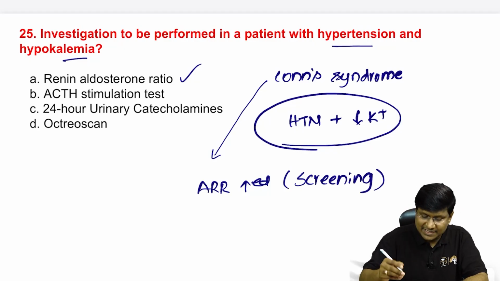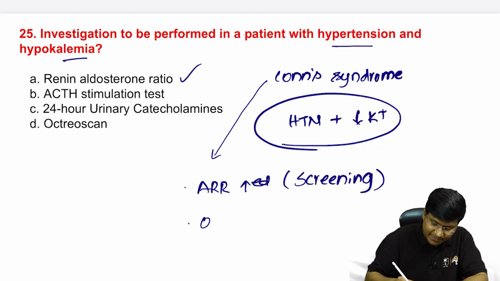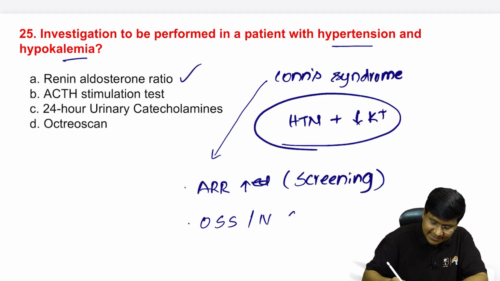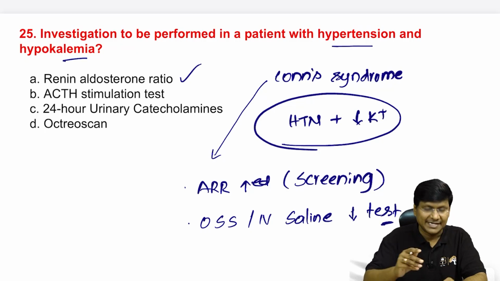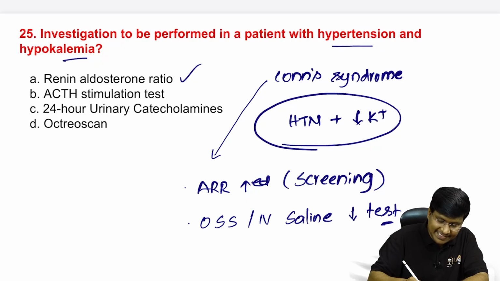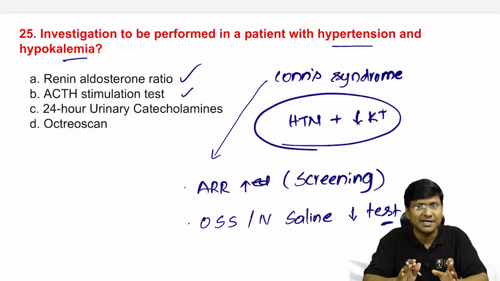Then what is the investigation of choice in patients with Conn syndrome? The investigation of choice will be the oral salt loading or IV saline suppression test. That is what we do in Conn syndrome. That is the investigation of choice. Whereas the ACTH stimulation test is the test done in the diagnosis of Addison's.